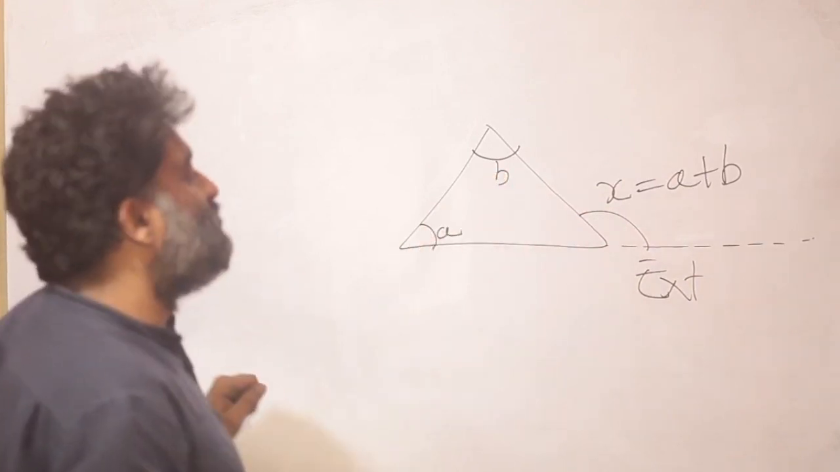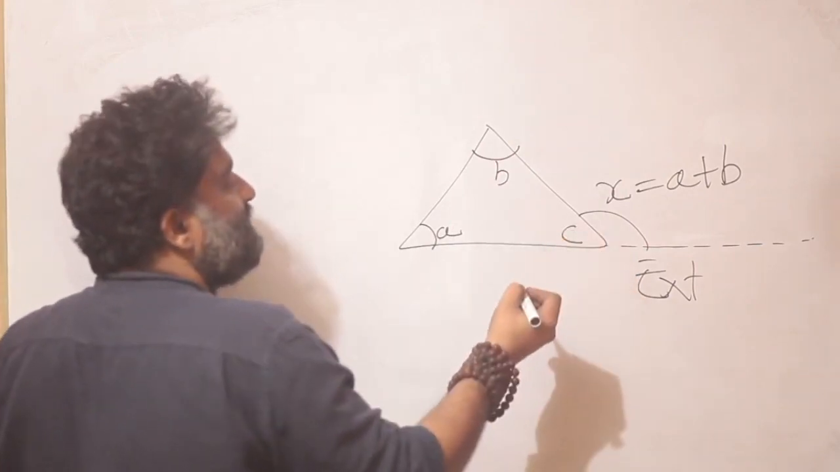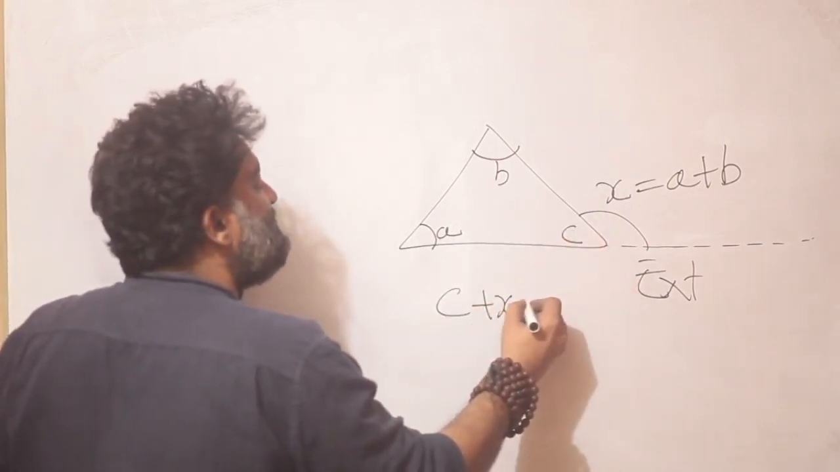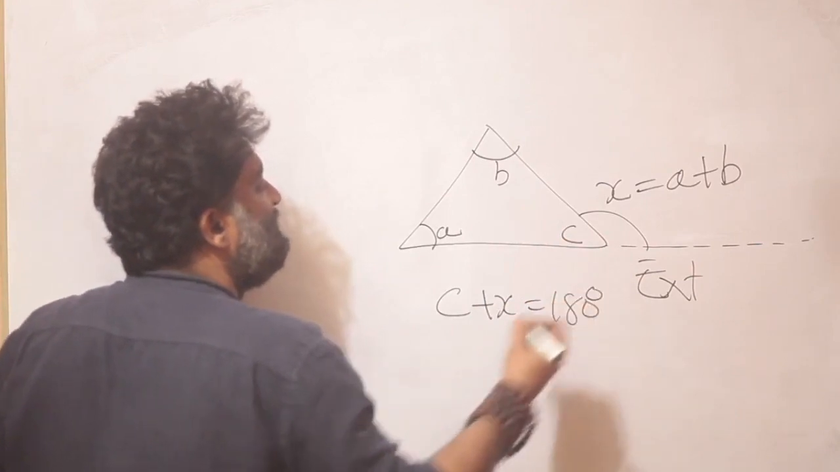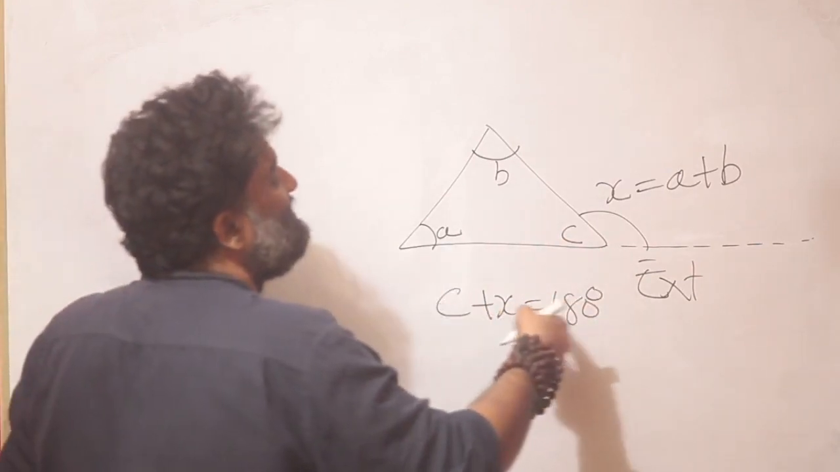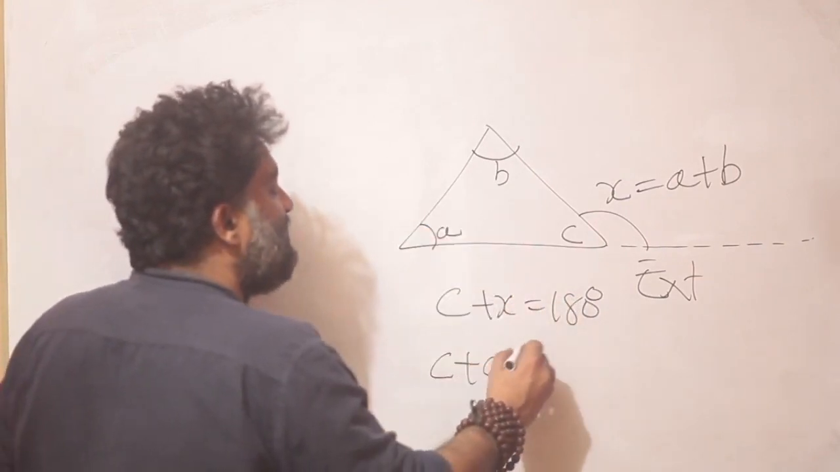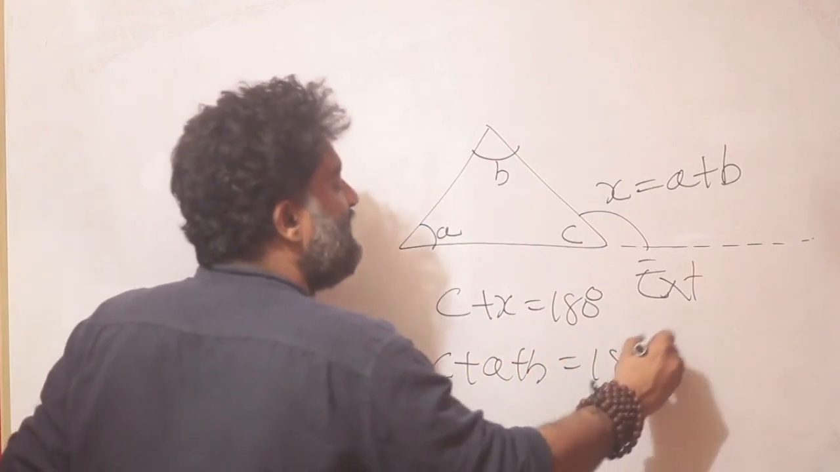But how do I prove this? And once again, it's going to be fairly easy. Let's say this angle was C. So you know C plus X is equal to 180 degrees. This time I won't even have to draw a parallel line or anything. C plus X is equal to 180. And I also see that C plus A plus B is equal to 180 degrees.